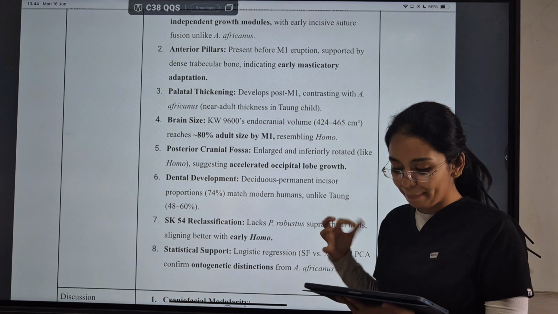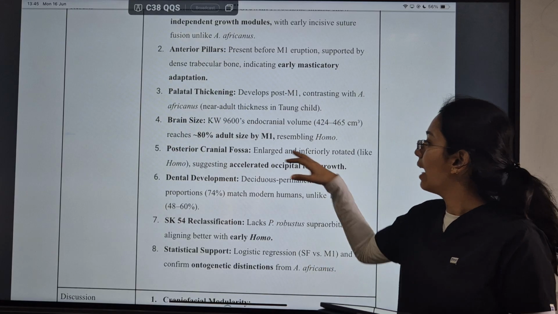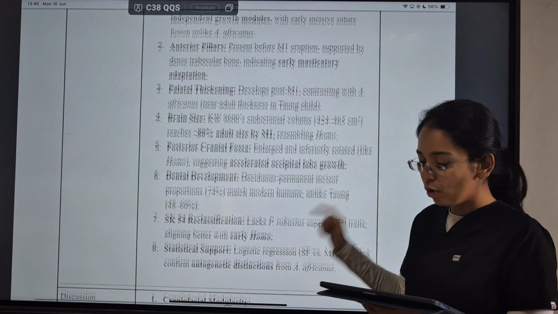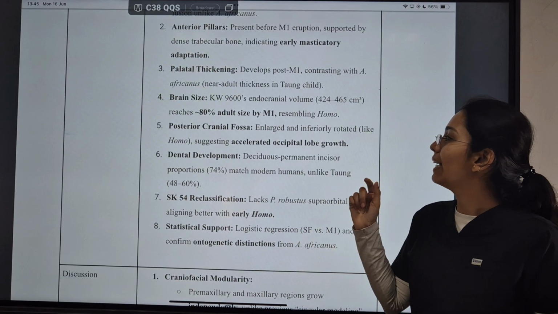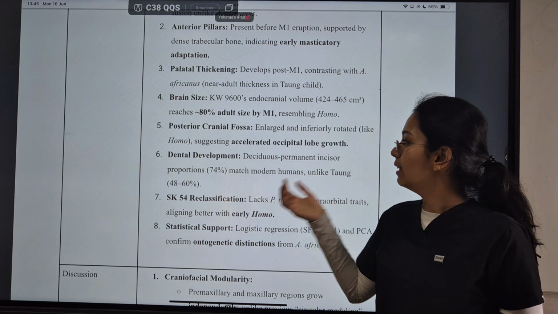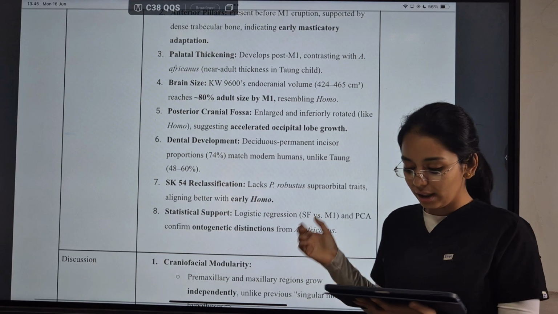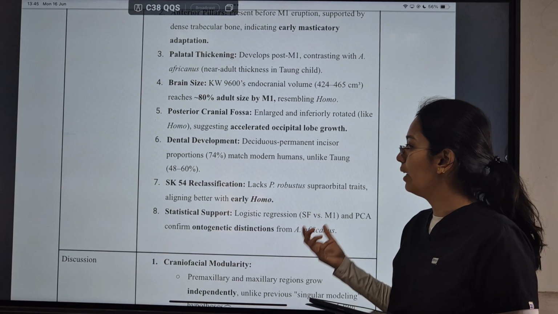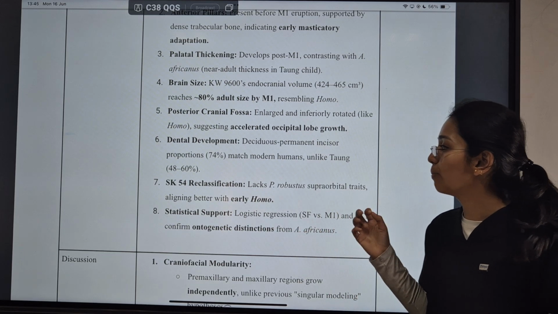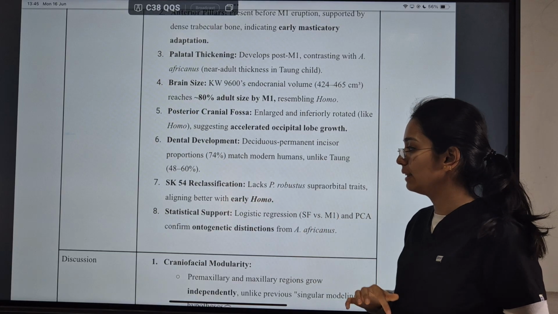Brain size was approximately 80% of its adult size during the molar emergence, which resembles that of current Homo species. The posterior cranial fossa was enlarged and inferiorly rotated like that of Homo species, suggesting accelerated occipital lobe growth. Dental development: the deciduous to permanent incisor proportion, that is 74%, matched modern humans, unlike the Africanus, which was only 48 to 60%.